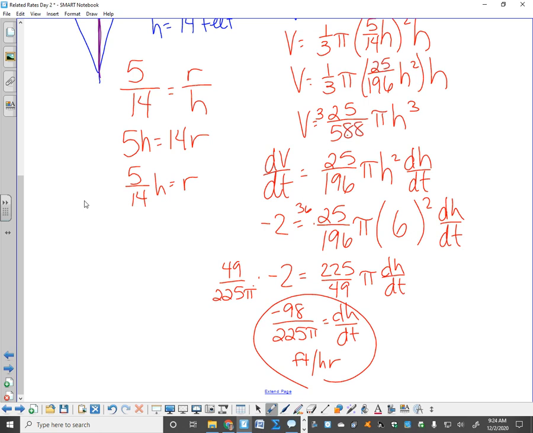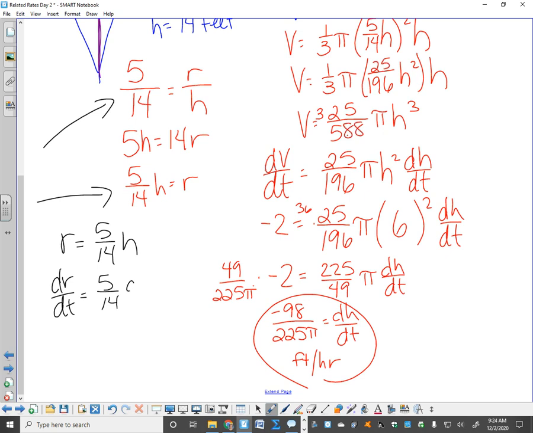Okay, now it says at what rate is the radius of the top of the water in the tank changing when the depth is 6? Okay, I'm not going to go back to my volume formula. I'm going to stick right here. So if r equals 5 over 14 h, I'm going to take the derivative because I want dr/dt.